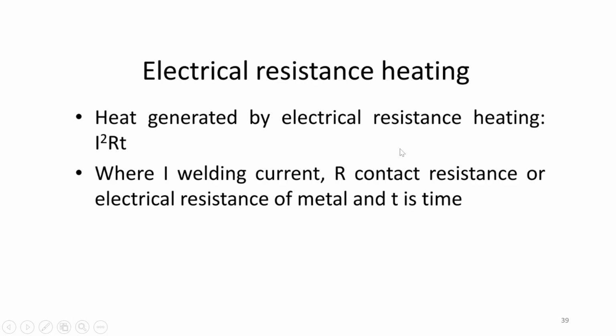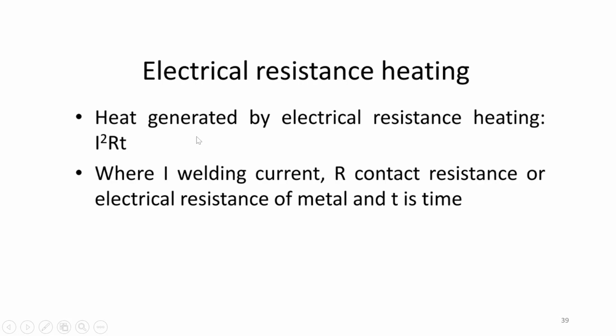Next is electrical resistance heating. In this case, heat is generated by electrical resistance heating, I squared R T. I here is the current. So as you keep increasing the amount of current in amperes, you get more and more heat generated. R is the resistance, so if resistance keeps increasing, again you will have higher resistive heating.